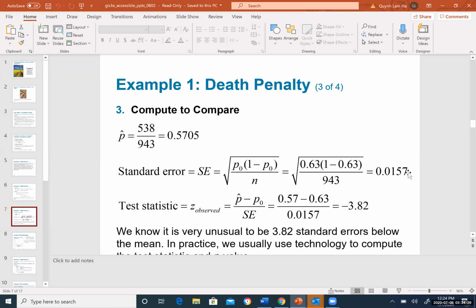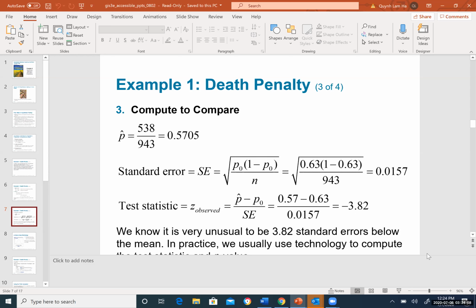0.0157. Now you plug this into the Z test statistic. You will have P hat minus P naught, divided by SE, the SE you found above. So you plug in, and you have negative 3.82.